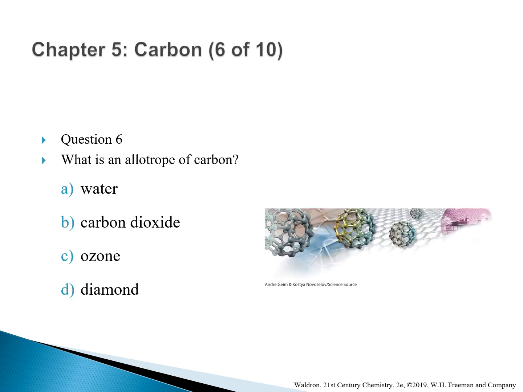Question number 6. What is an allotrope of carbon? A. Water. B. Carbon dioxide. C. Ozone. D. Diamond. Please pause your video here. The correct answer is D. Diamond. We refer to different forms of a pure element as an allotrope. So only choice D, diamond, is made of carbon, the element, and everything else are compounds.